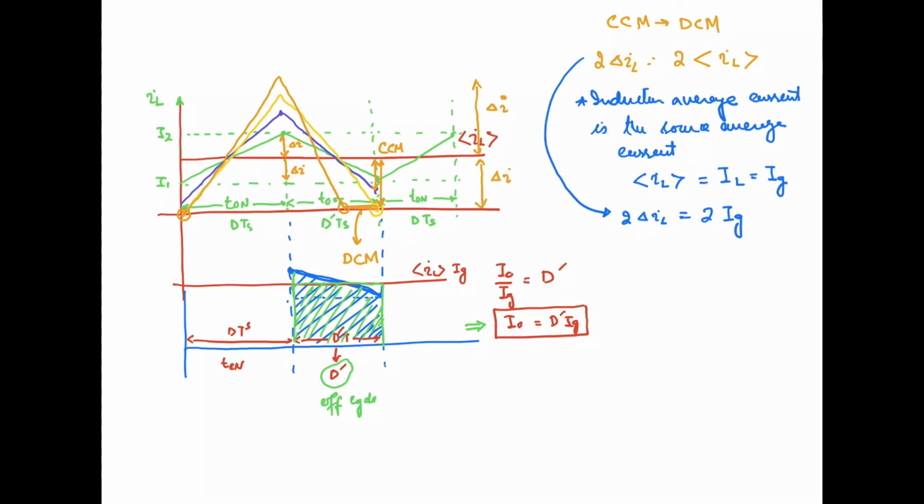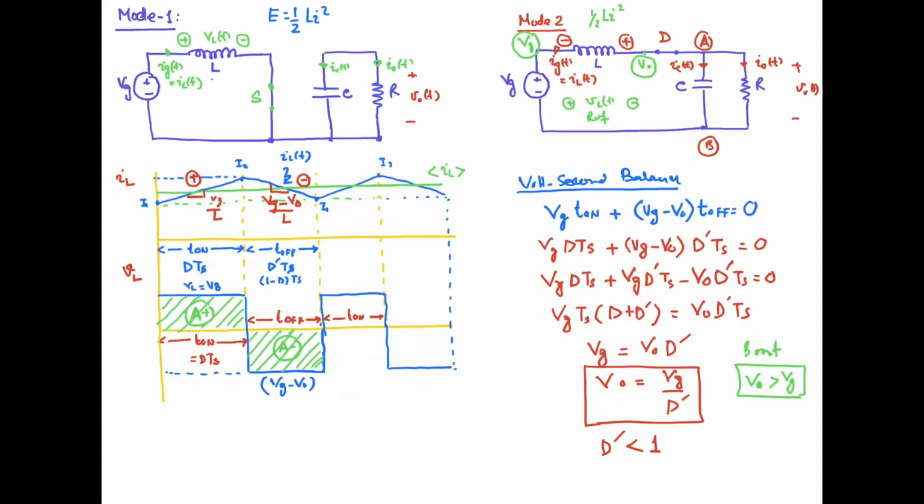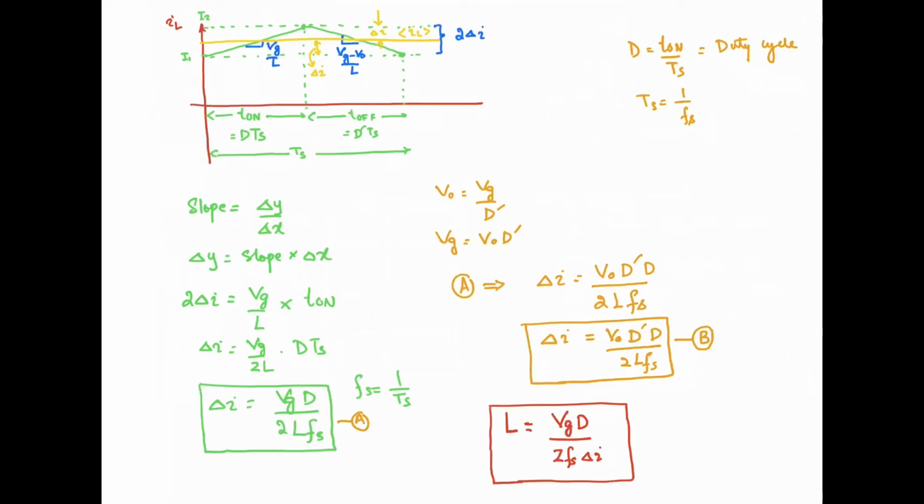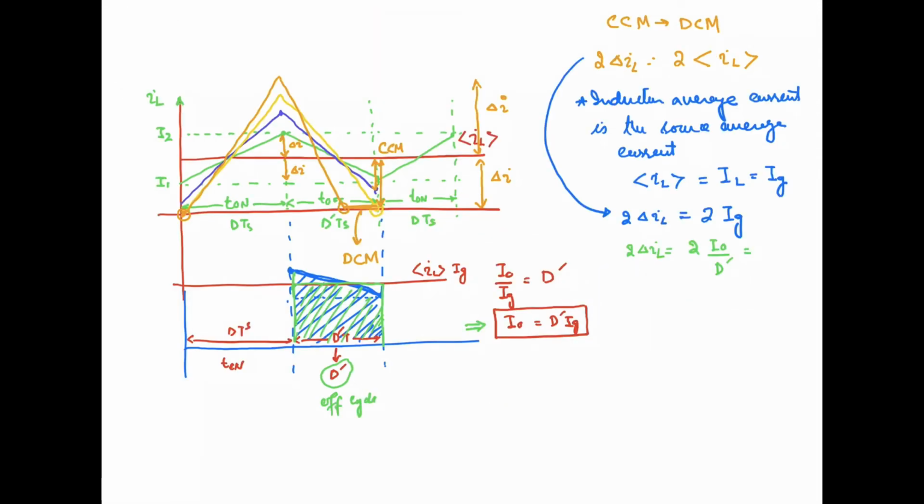Okay, now let's work out the critical value of the inductance. So 2 delta IL will be equal to 2 times the average current of your source. This can now be written in terms of the load current, that it is equal to I naught by D prime. And what is the I naught? I naught is the average current at your load, right? So average current at the load over here, how to calculate that one? I naught will be equal to V naught by the resistance R, that's the average current. So we can use this expression over here, and we can write that this is equal to 2 V naught by R into D prime.